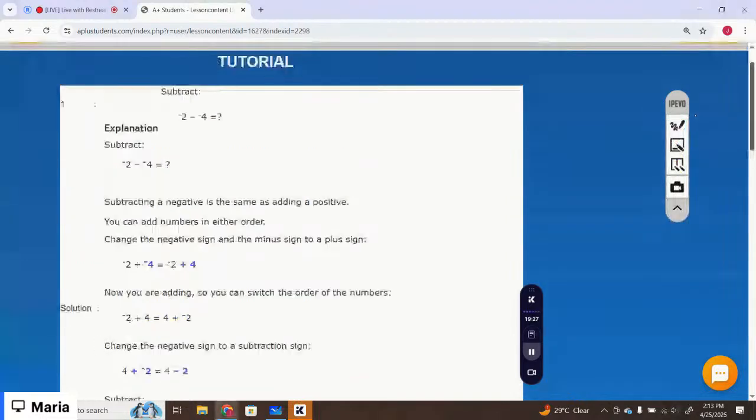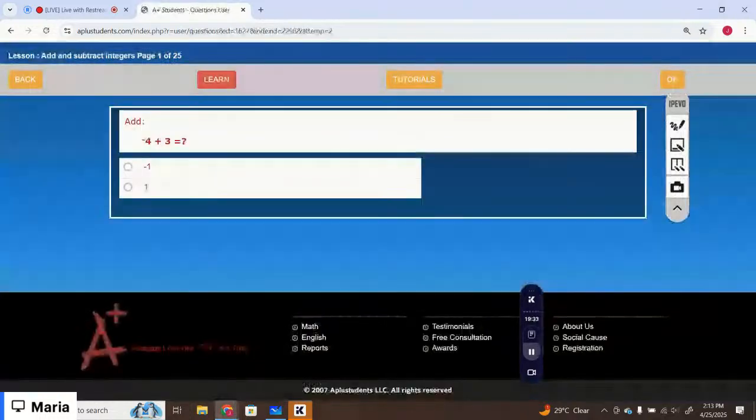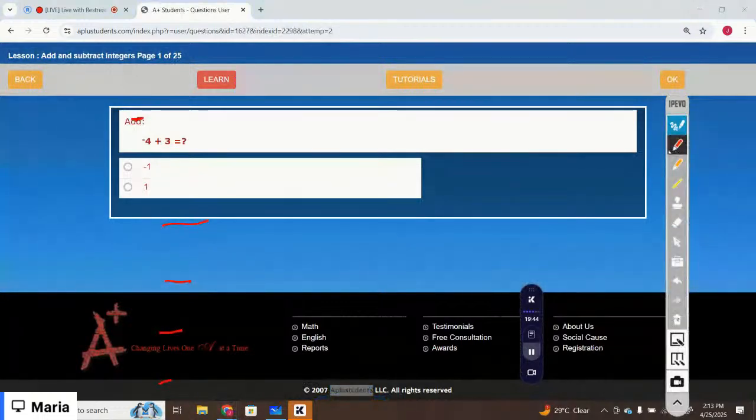Let's just start with the test questions. -4 plus 3. So you are adding two numbers. 4 is a greater number with a negative sign. That means the answer must be negative. And you have to subtract: -4 plus 3 is -1. Option number 1 is the correct option. That is -1.